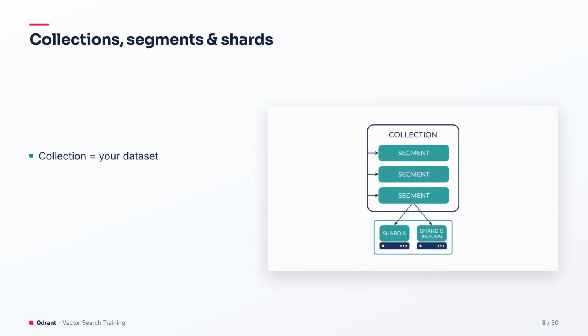Points live inside a collection, which is the equivalent of a table. Under the hood, a collection is split into segments that can be optimized and indexed independently. For scale, a collection is divided into shards spread across nodes, and each shard can be replicated for high availability. You get all of this without managing it by hand.